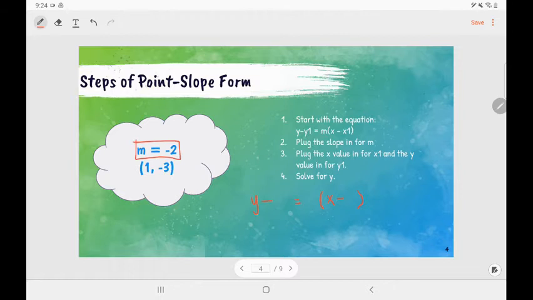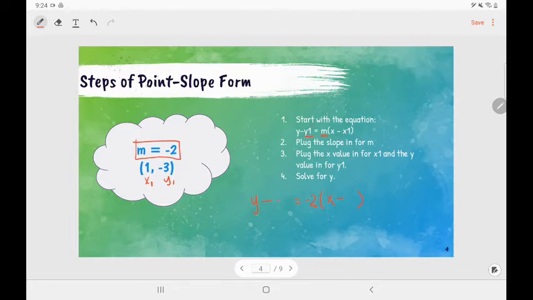Well, here is m. It is -2. And notice it's right here in my equation, so -2 goes there. x1 and y1 are coming from my ordered pair. Here's x and here's y, and this is my first and only point. So that is x1 and y1. Let's go ahead and fill this out.